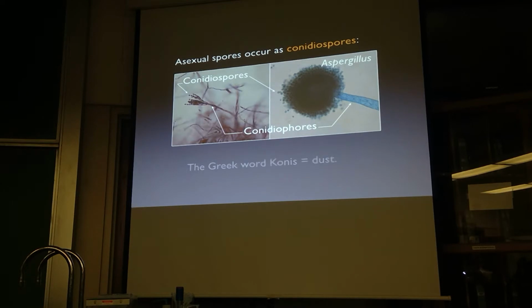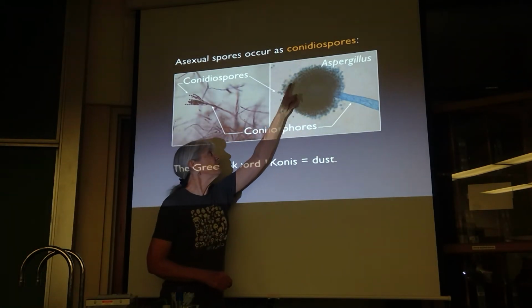Anyway, the Greek word conus is dust, and that's where the term conidia comes from. When you look at the surface of a fungus, there's a couple of people that have fungus colonies that have these little dark spots all over the top that are really distinctly visible to the naked eye. Those little dark spots are these things. They're just loaded with spores.